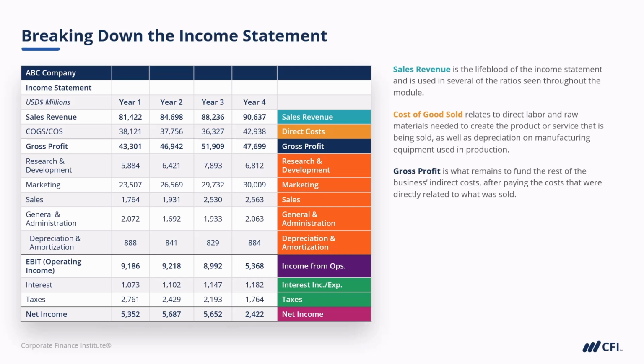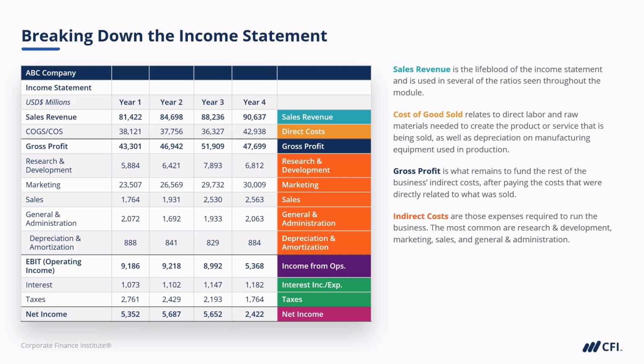Gross profit is what remains to fund the rest of the business's indirect costs after paying those costs directly related to what was sold. Let's look next at those indirect costs. These expenses are those that are required to run the business and are very important for generating growth, but that are not directly related to the cost of revenue, and hence they're shown below the gross profit line.